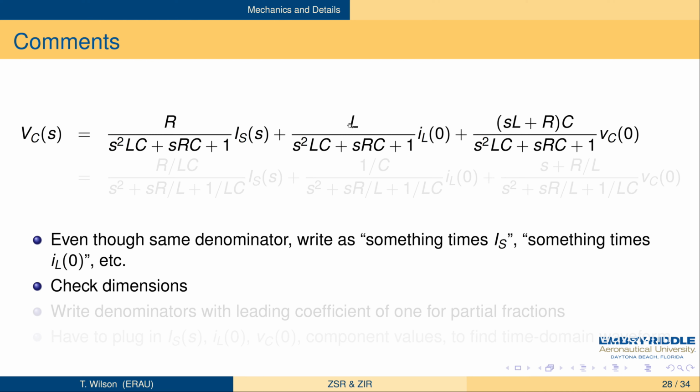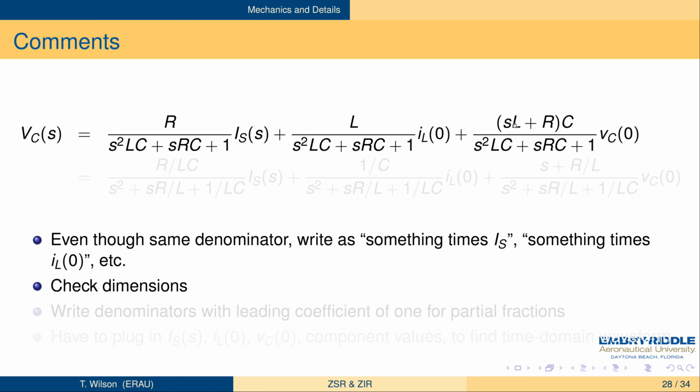Here we have inductance times I sub L of 0. Inductance has units of henries. Henries is the same thing as ohms times seconds. So again, we've got ohms times seconds times amps. So we get volt seconds, consistent with the left-hand side, denominator dimensionless.